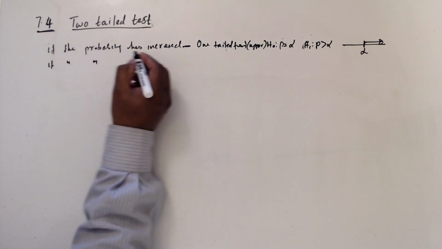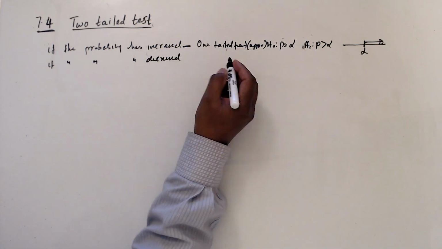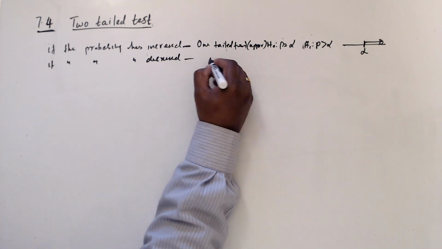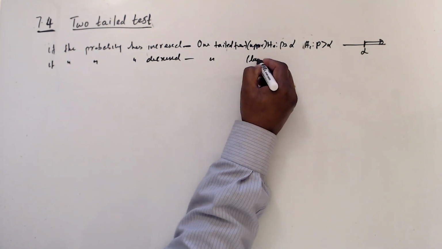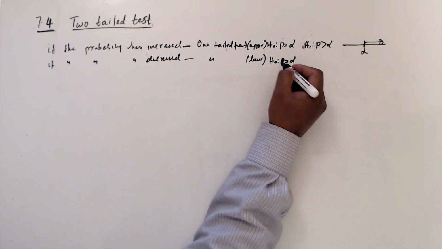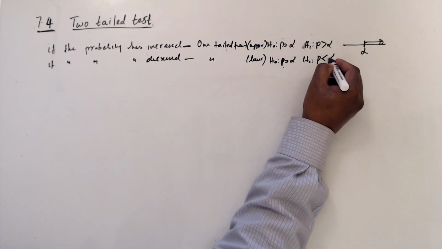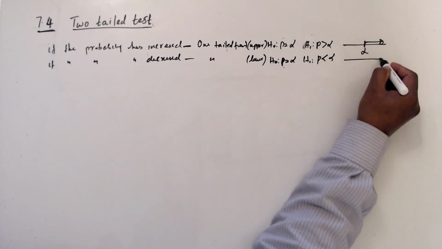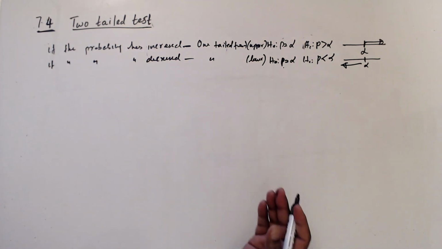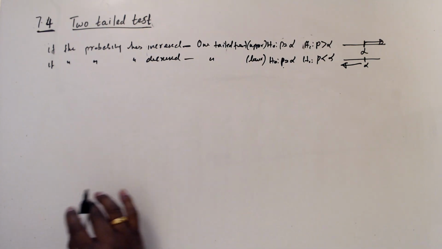If the probability has decreased, then that is also one tail, a one-tail test but lower. So H naught is P equal alpha, the null hypothesis, but the alternative is P less than alpha. It means we know 100% that it has gone down. We have information mentioning that it is a decrease.